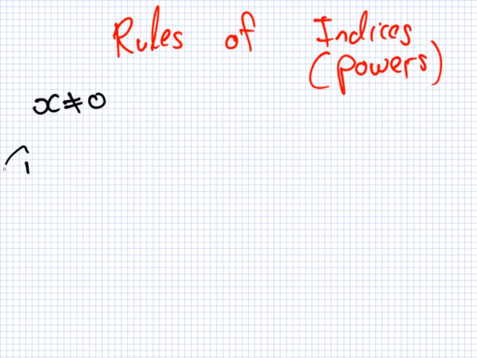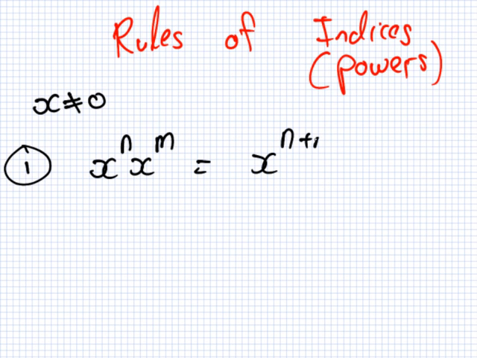So the first rule is x power n times x power m is x power n plus m. Which you all know, or at least you should remember from school. Yep. The proof is very easy.